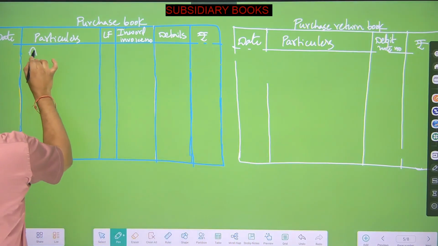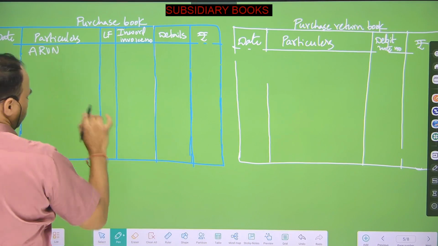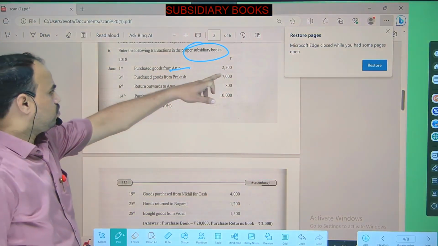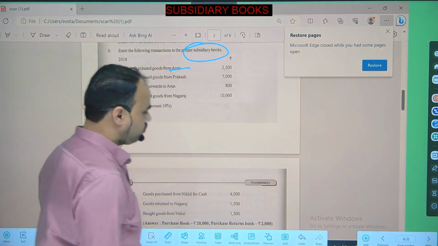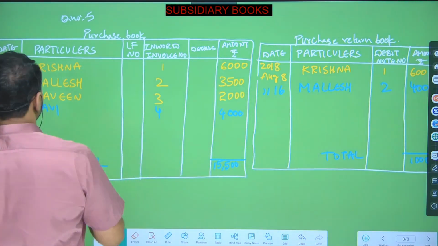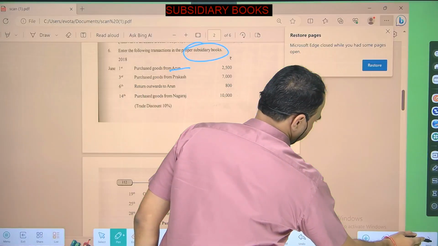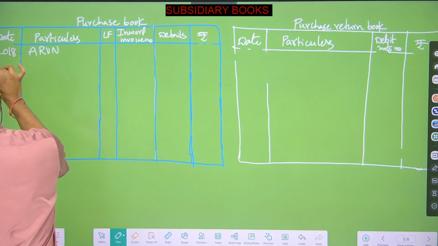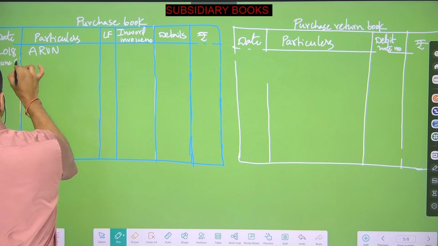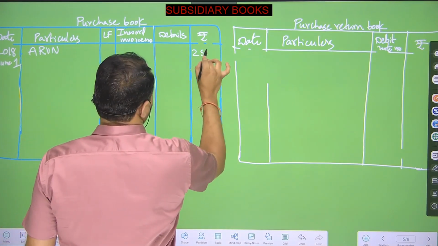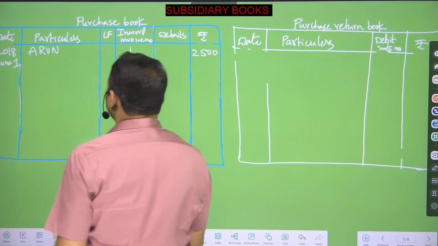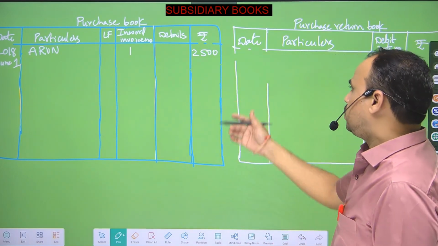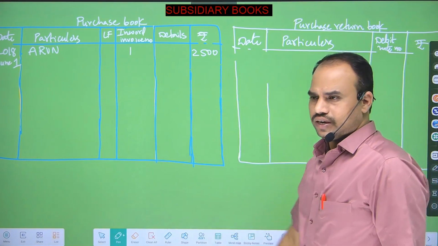So here, date, name Arun. What is the amount we purchased? Purchase goods from Arun 2500 given, date 2018 June 1st. June 1st, amount 2500 and invoice number is 1. So simple: the date on which we purchased, how much amount we purchased, and from whom we purchased, that name we have to write.